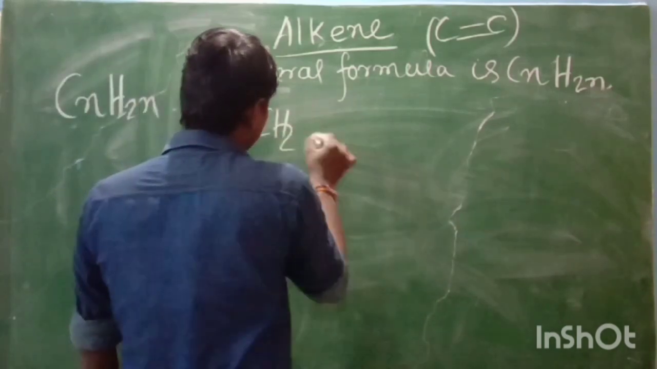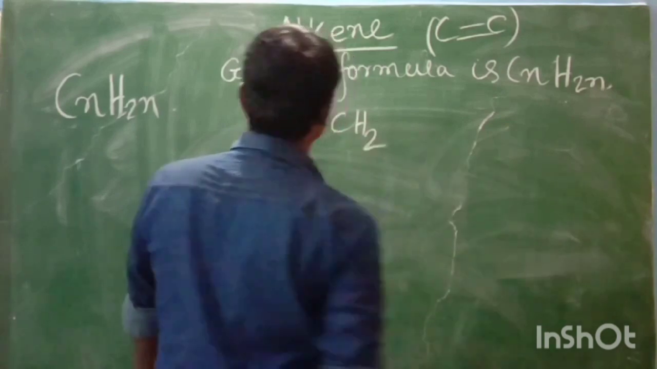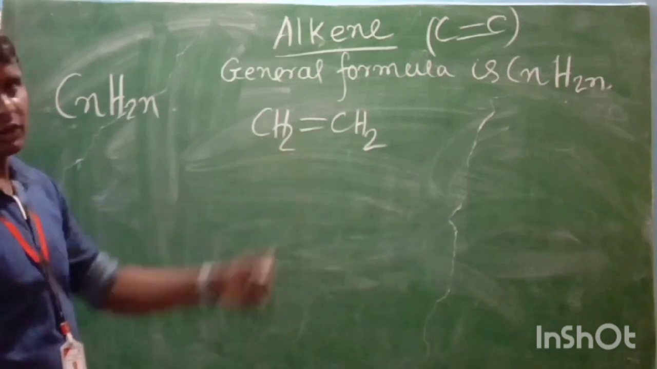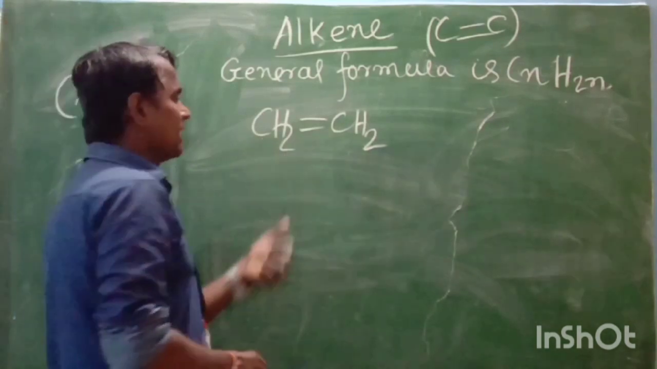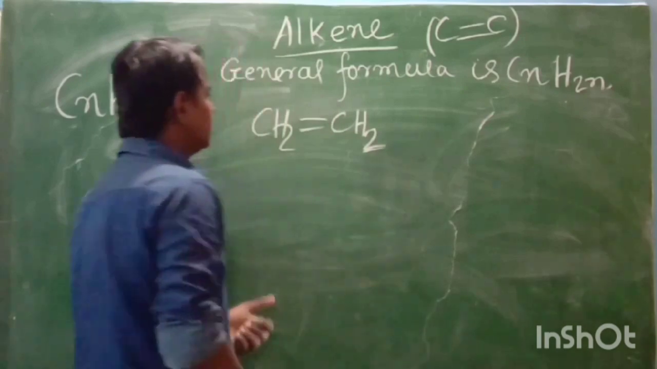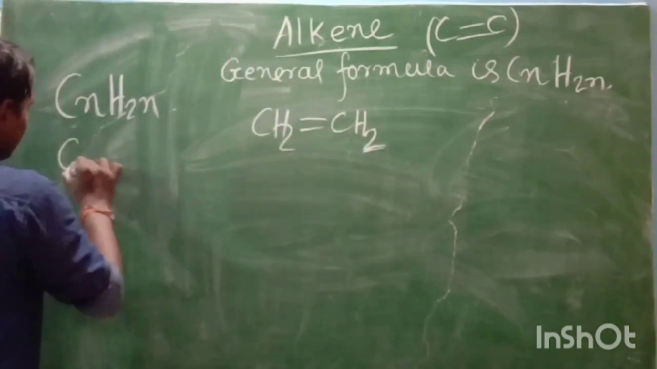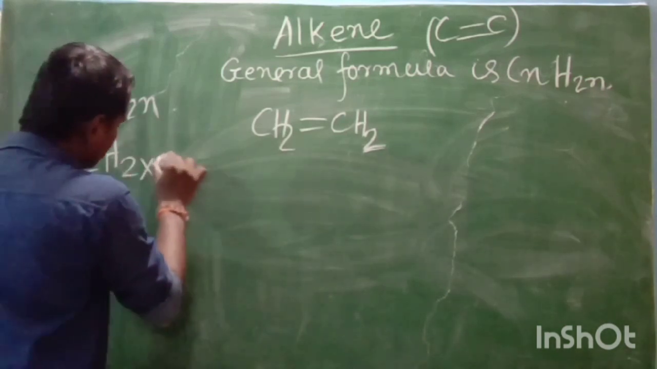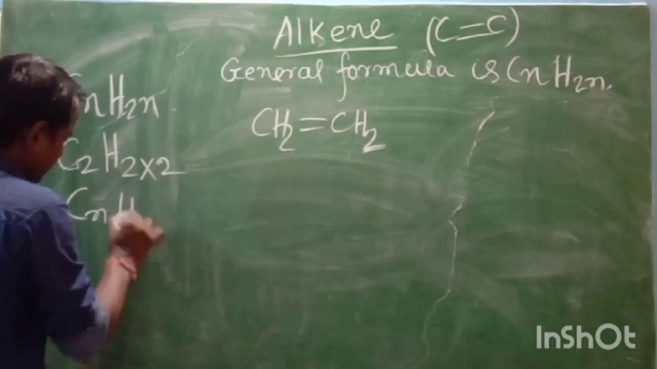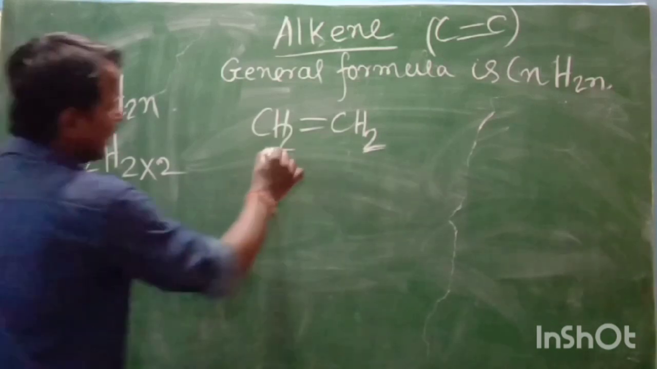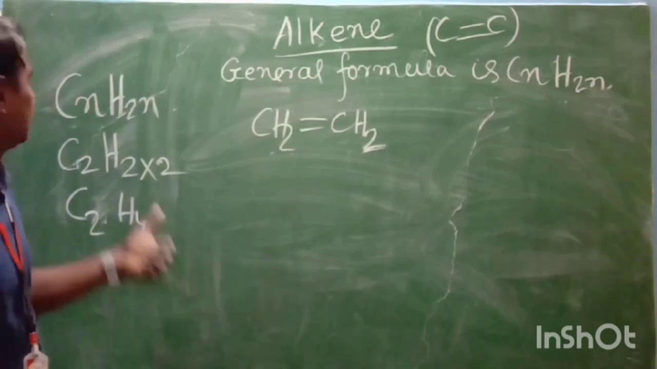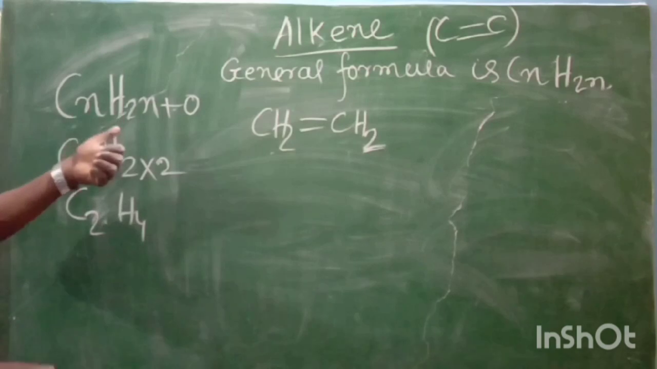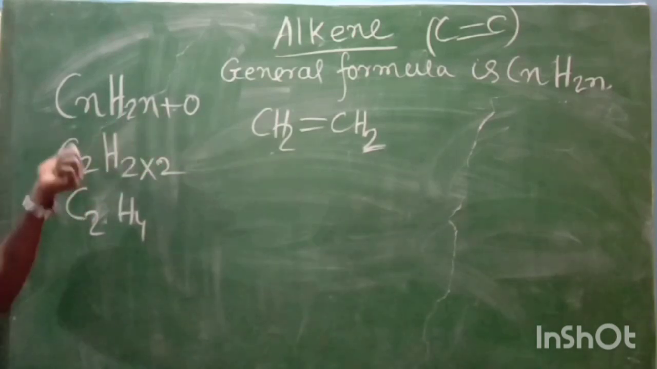Let's take a simple example of an alkene. This is a simple example of an alkene, where we say it is an alkene because the carbon-carbon forms a double bond. The number of carbon is 2, I mean n is 2, and 2n is 2 into 2, I mean C2H4. Here hydrogen is also 4, that means we cannot add anything, I mean we add 0. The general formula becomes CnH2n+0, I mean CnH2n.